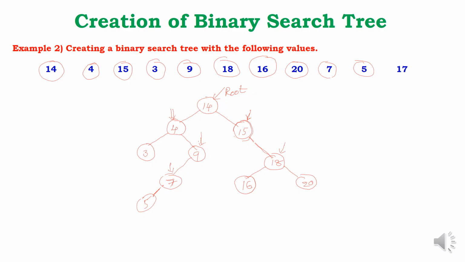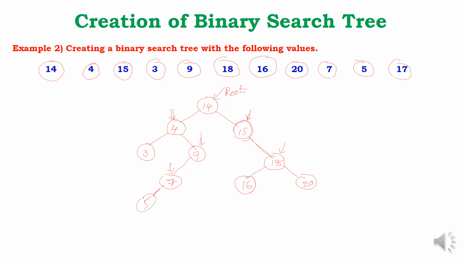Then add 17. Again start comparing with 14. Is 17 greater than 14? Yes. So it should come in the right subtree. Right is not null. Go to right node. Is 17 greater than 15? Yes. So 17 is greater than 15. It should come in the right subtree. But right of 15 is already filled. Go to right node.